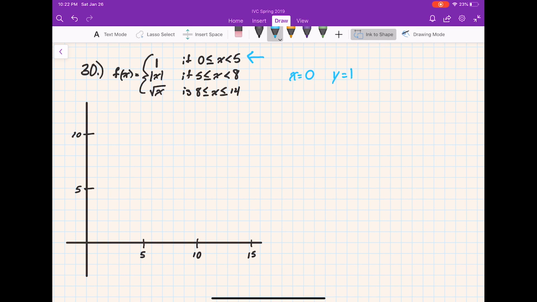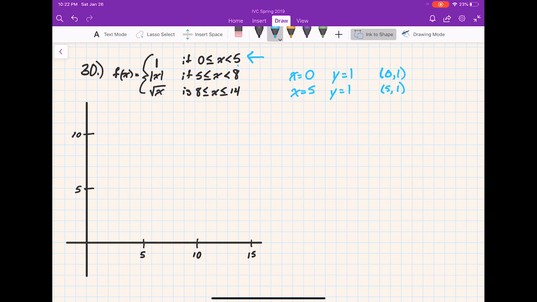So we will have 0, 1 as our point for this. And same thing if we sub in the 5. We're going to have x equals 5, y is going to equal still 1. So we are going to have 5, 1.